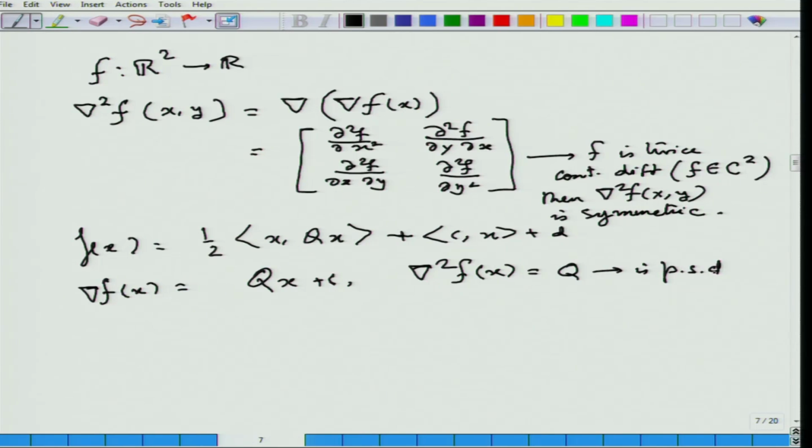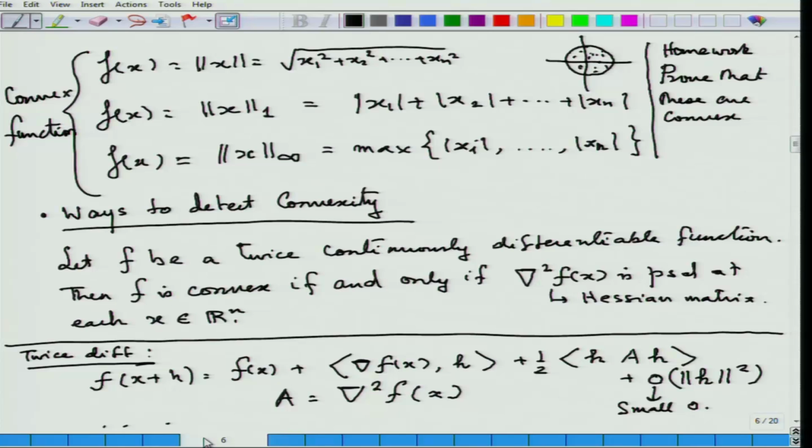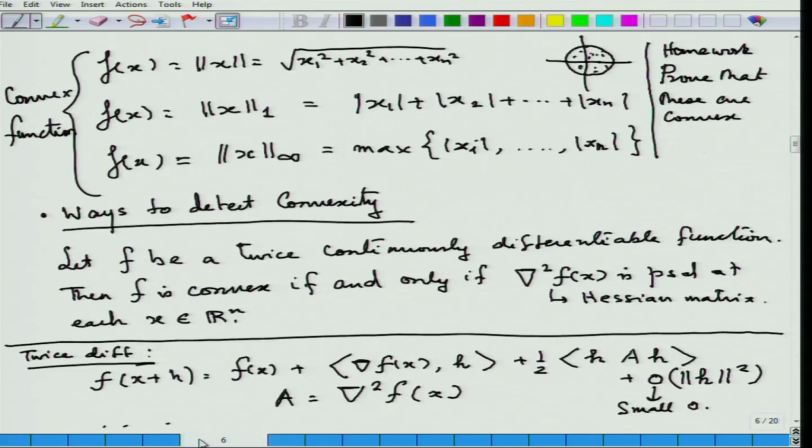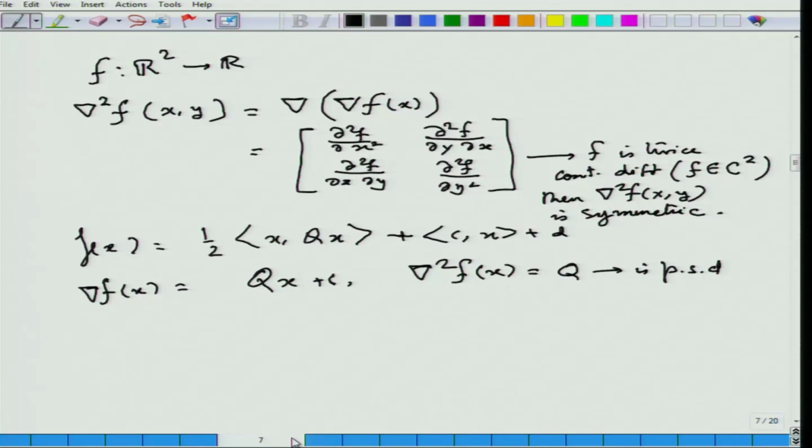positive semi-definite, then this thing actually holds, that it is positive semi-definite for each x in Rn, and hence that will show that if q is PSD, the quadratic function is convex. But if you really want to know the proof of this, then we need to talk about how the gradient of a convex function is related to the convex function itself.